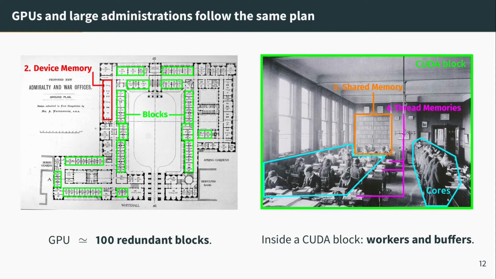And if you zoom inside of those bureaus, inside of those redundant blocks that are called CUDA blocks on a GPU, this is a picture that you see. First, you have some workers. On a typical GPU, it's like 100 workers that work in parallel from each other, and some memory buffers. Because the idea is that if every time workers wanted to access information, they needed to get up, go in the library, and then come back to their office table, you would get traffic jams.